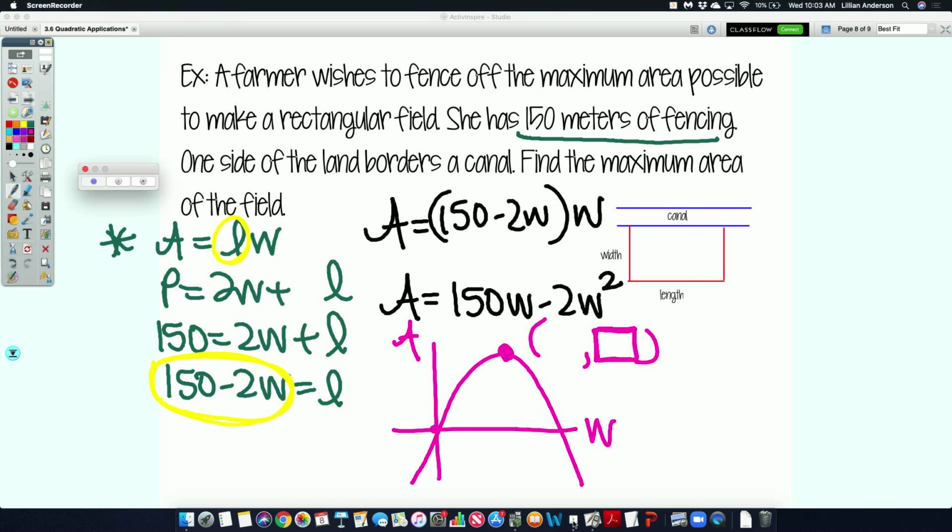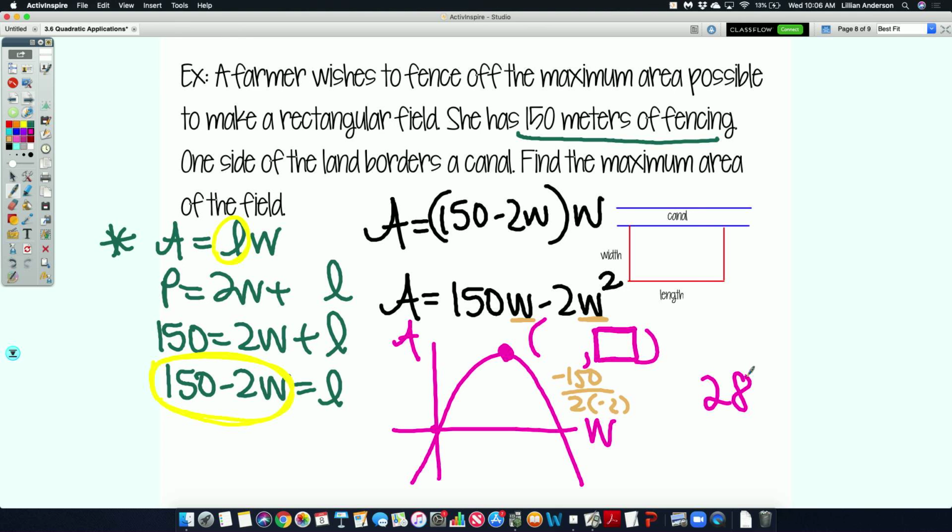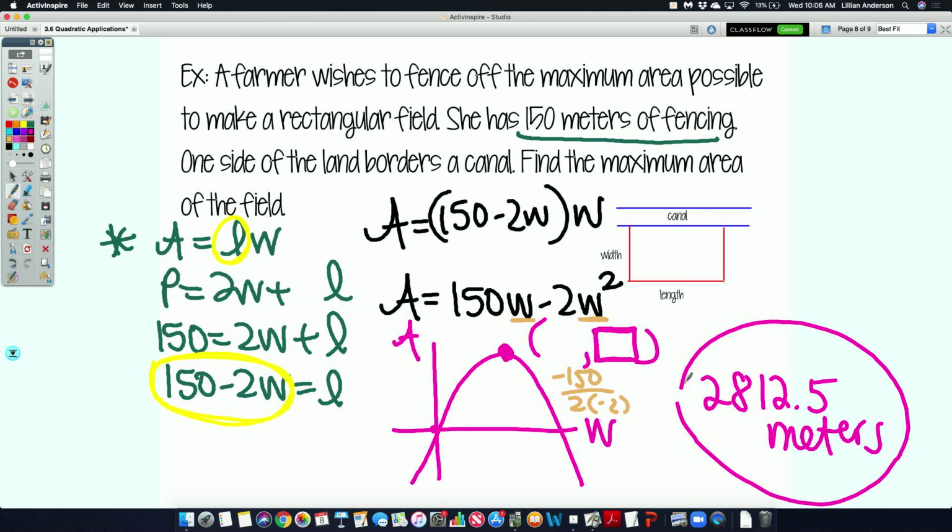So find my y coordinate algebraically, please. Find my x coordinate and find my y. To find your y coordinate, you need to find your x coordinate by doing negative b over 2a. You find that value, and then you plug it in for w into the original equation. What'd you guys get for your final answer? 2,812.5. And this is in square meters. So that is our maximum area.